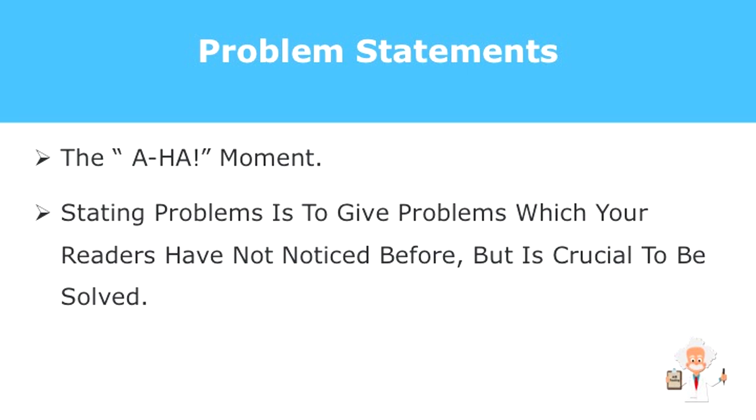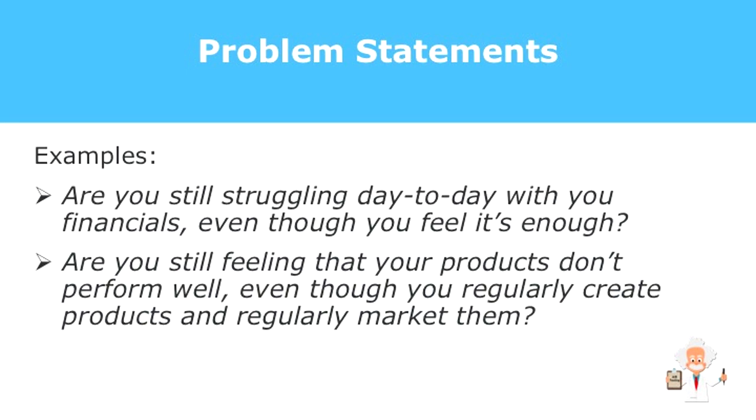Problem statements. The main goal of marketing a product is solving a problem. The most effective style of stating problems is to give problems which your readers have noticed before, but need to be solved. For example, are you still struggling day to day with your financials, even though you feel you earn enough? Are you still feeling that your products don't perform well, even though you regularly create products and regularly market them? By stating these problems in your email, you can get your readers to say, why didn't I think of that? It gives them a eureka moment, which can be the gateway for them to convert.